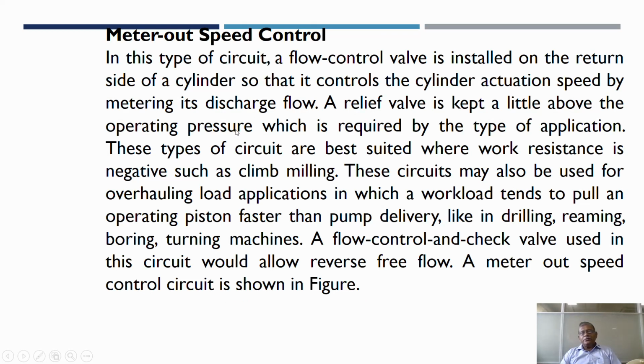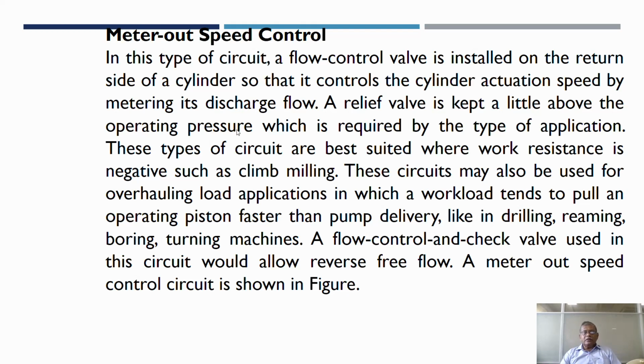In this type of circuit, the flow control valve is installed on the return side of the cylinder so that it controls the cylinder actuation speed by metering its discharge flow. A relief valve is kept a little above the operating pressure required by the type of application.